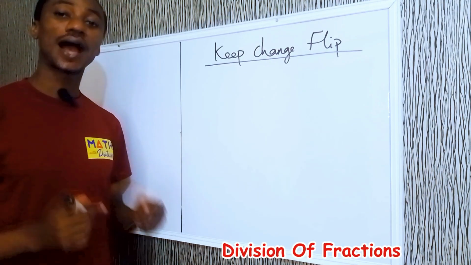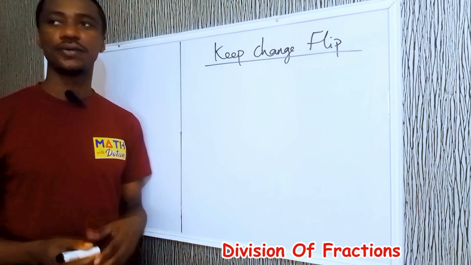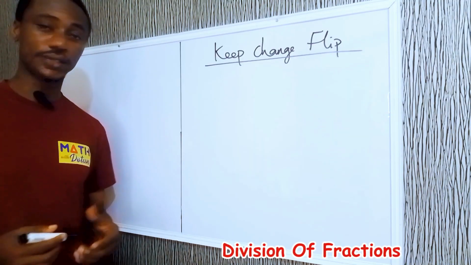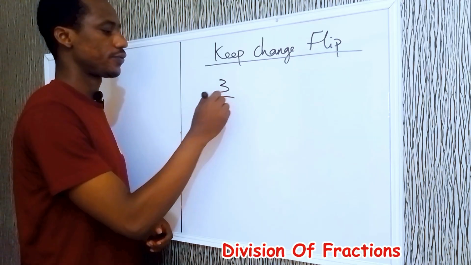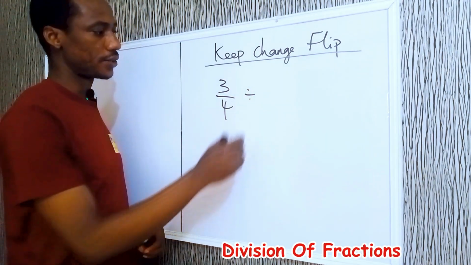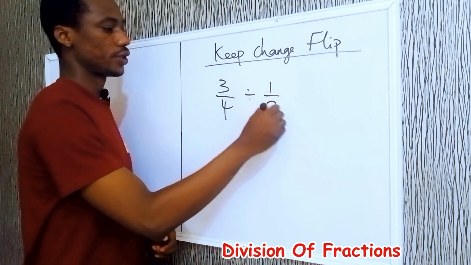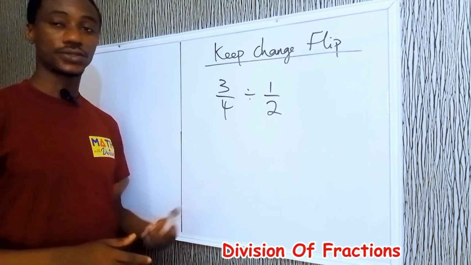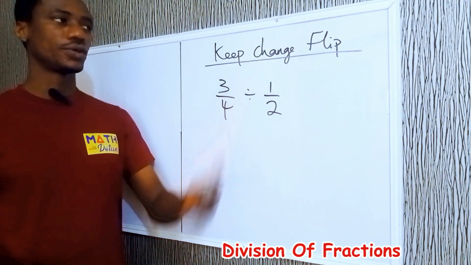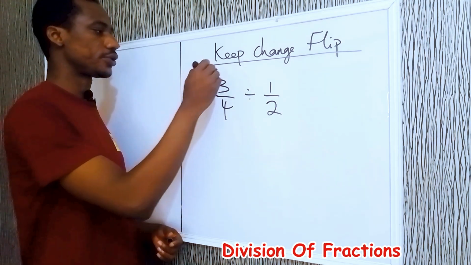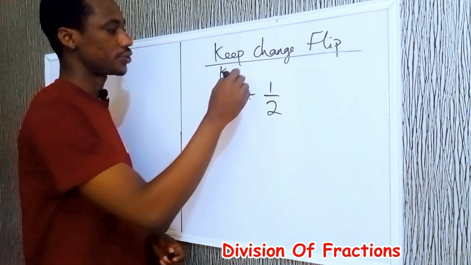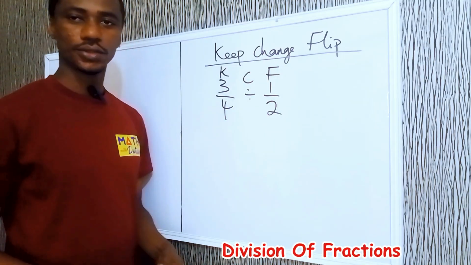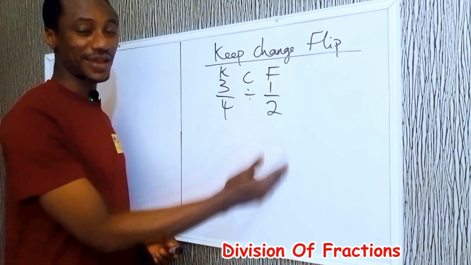Alright, I want to show you how to divide fractions. Let's say you have two fractions you want to divide, like 3 over 4 divided by 1 over 2. To divide these fractions, you just have to do keep, change, flip. It means you keep the first fraction, change the sign, and then flip the fraction after the sign.